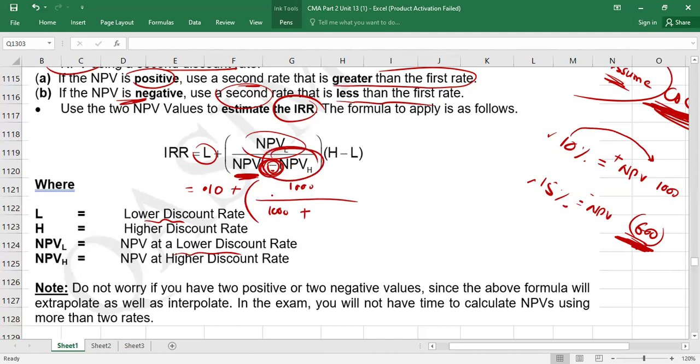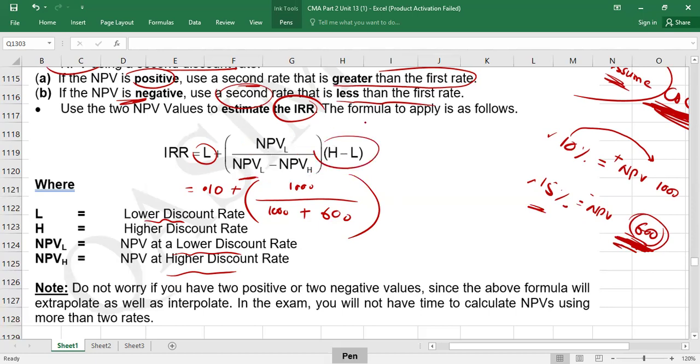NPV at H means NPV at high discount rate. So what is the high discount rate? 15, and NPV is 600. Bracket close. And then we have here higher discount rate minus lower discount rate. Higher discount rate is 0.15, 15%, minus 0.10, which is 10%.